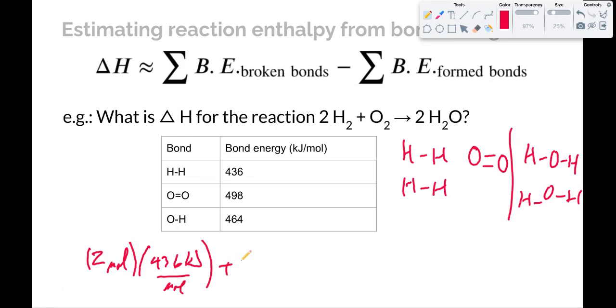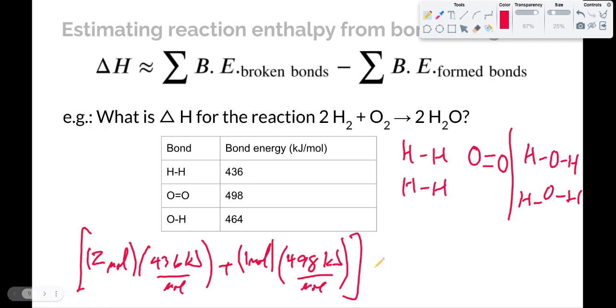plus we also are breaking up 1 mole of O double bond O bonds, which have a bond energy of 498 kilojoules for every mole. So that's the inputs. Now we're going to subtract the outputs. And we are making 2 moles of water. Each one has 2 moles of OH bonds, so that's a total of 4 moles of OH bonds, and the OH bond energy is 464 kilojoules per mole.